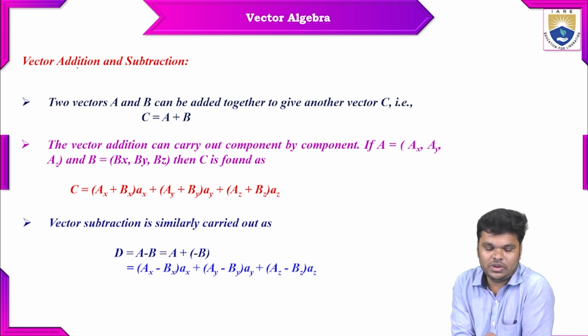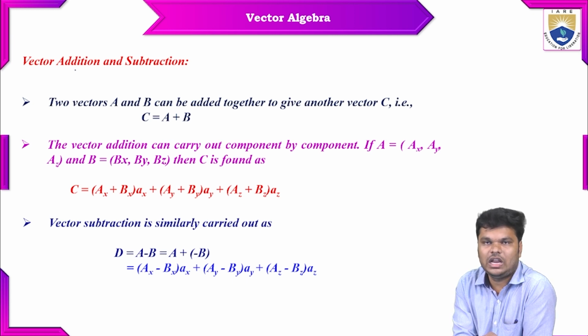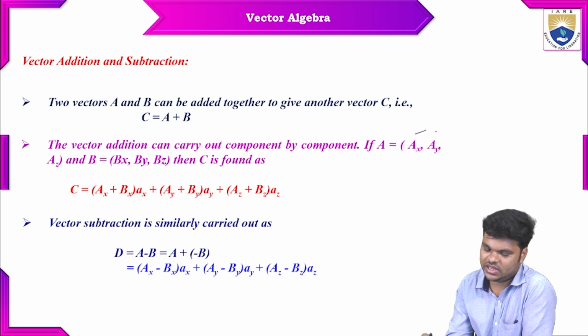You know how to add two numbers and you know how to subtract one number from the other number. But here the quantities are not just numbers, they are vectors. Then how do we add two vectors? Suppose I have vectors like this: A is equal to Ax plus Ay plus Az, and B is equal to Bx plus By plus Bz. Then what is C? C can be found out from this equation.